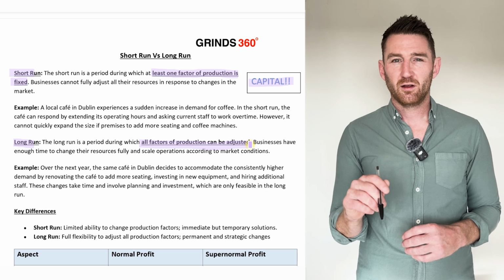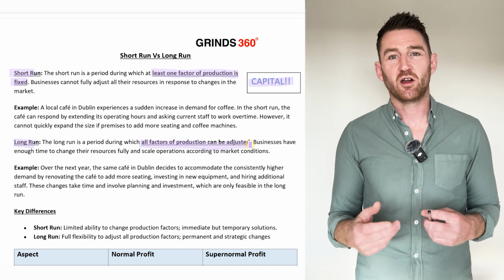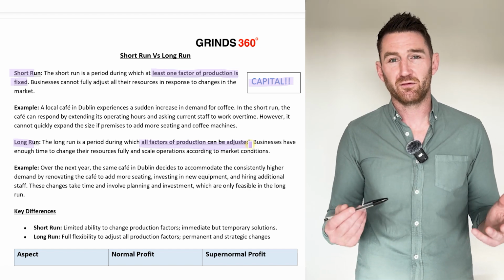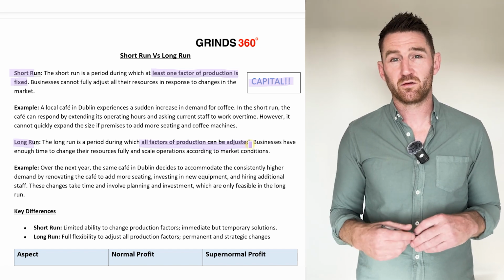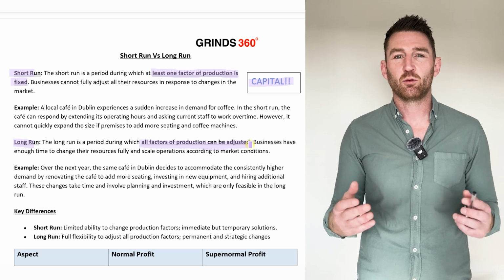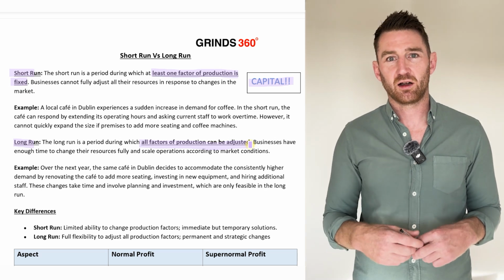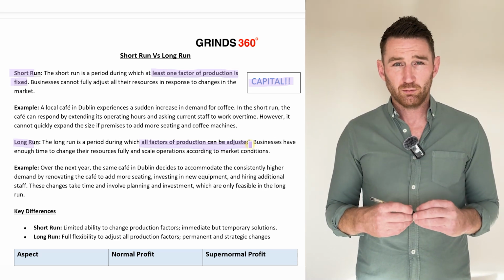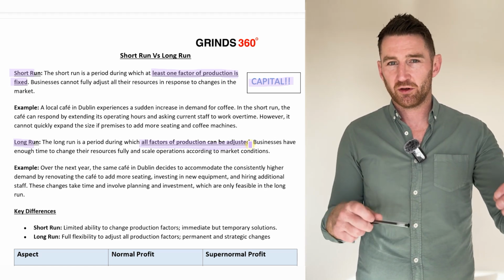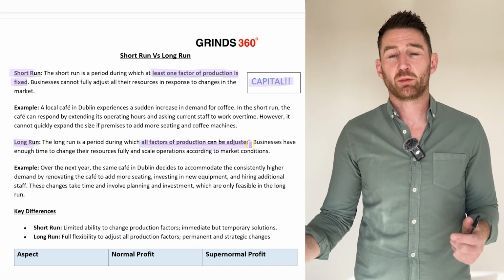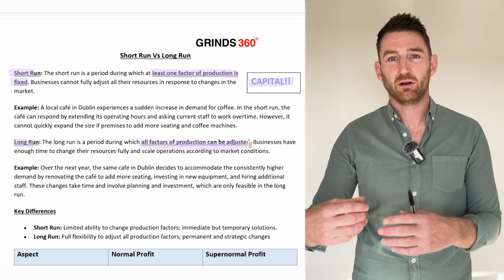Out of those two options, the only one that they could do immediately is to add more workers. They could maybe stay open a bit later and convince existing staff to maybe work overtime. They could hire extra workers to work those extra hours because they wouldn't be able to increase the size of their premises overnight. They'd have to maybe apply for planning, have to get a builder, actually have to go and build it, that type of thing. So in the immediate sort of period there, they can change the amount of labor they use, but their capital is fixed. Now, over a longer period of time, they can actually increase the size of their premises and add more seating. So eventually, yes, capital can be increased.